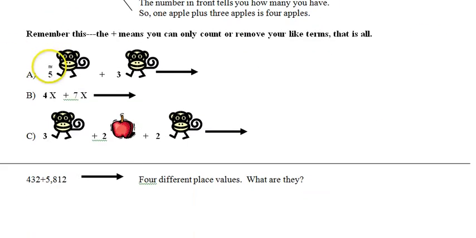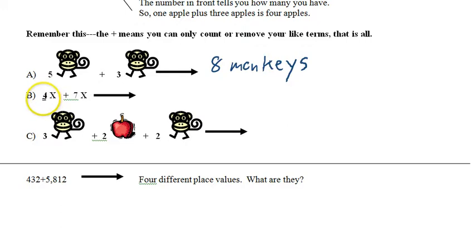A 5 tells us how many monkeys we have. 5 monkeys plus 3 monkeys is 8 monkeys. I'm not going to draw because I can't, so I'm just going to put 8 monkeys. And then read this one. Wrong. I know I shouldn't say wrong, but it is.